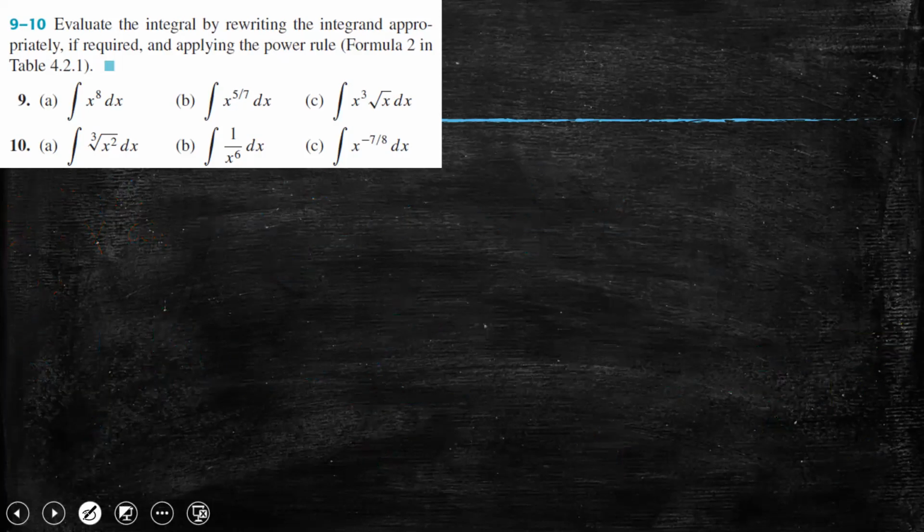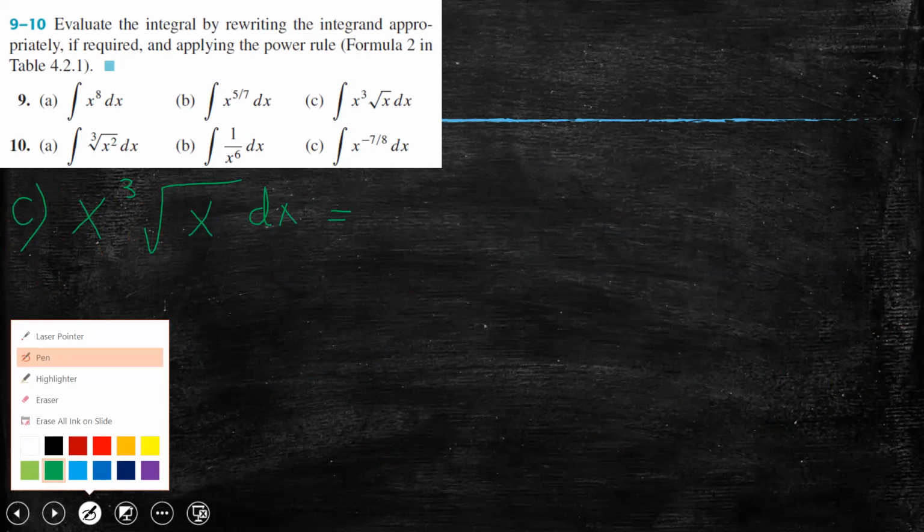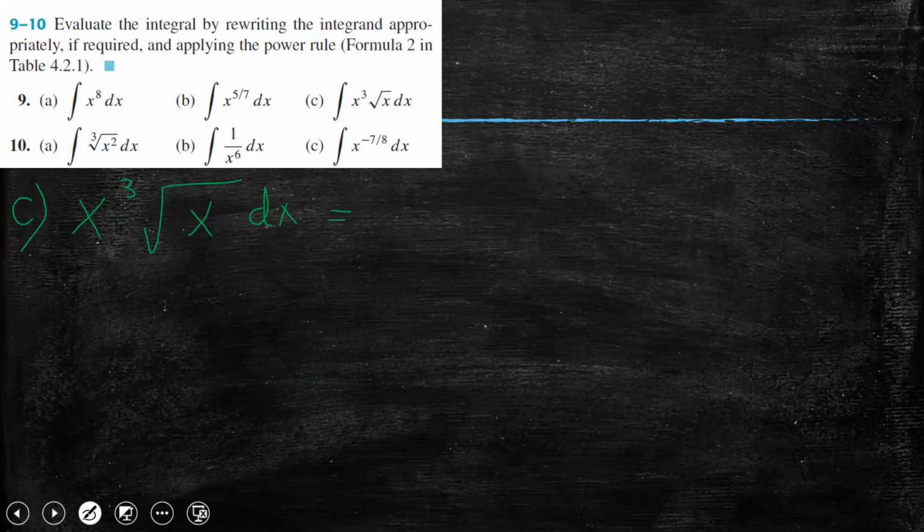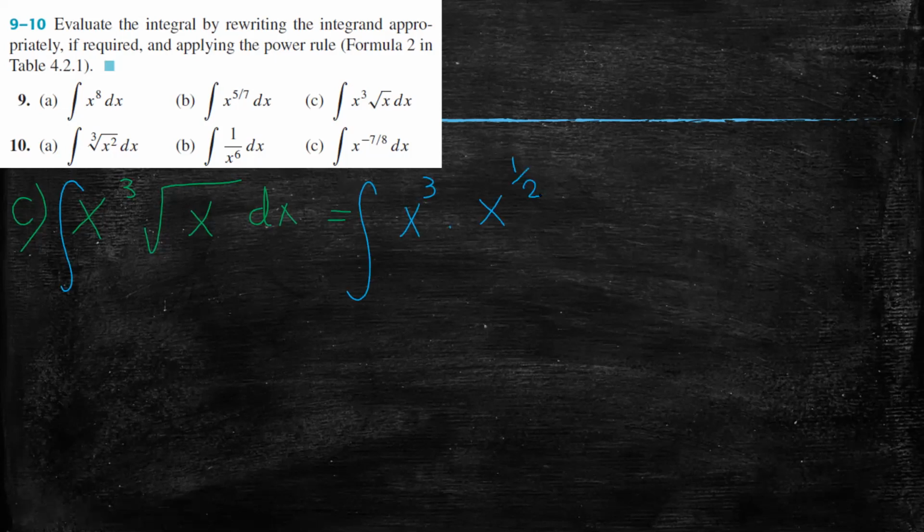Now let's do c. x times the cubic square root of x dx. Here now, what did we have? We have to write them as an exponent, so we need to simplify them. x to the power 3 times square root of x. It is x to the power half. I can write it as x to the power 3 times x to the power half dx. Then, let's continue.